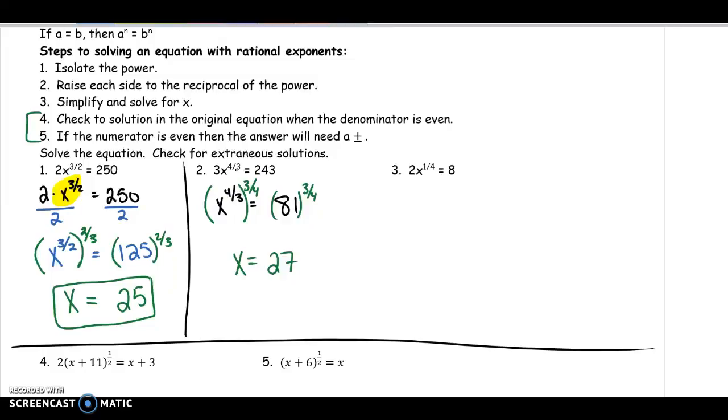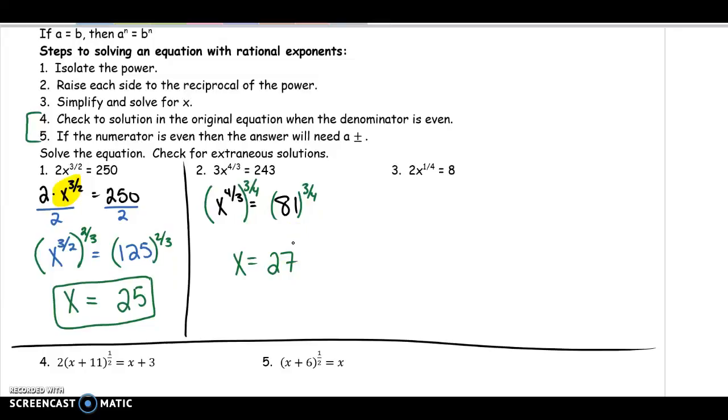3 times 27 raised to the 4 thirds. Just verify that it does indeed equal 243. This is also a way to make sure that you didn't make some crazy mistake in the process of solving. So I did get 243 when I plugged that into my calculator.